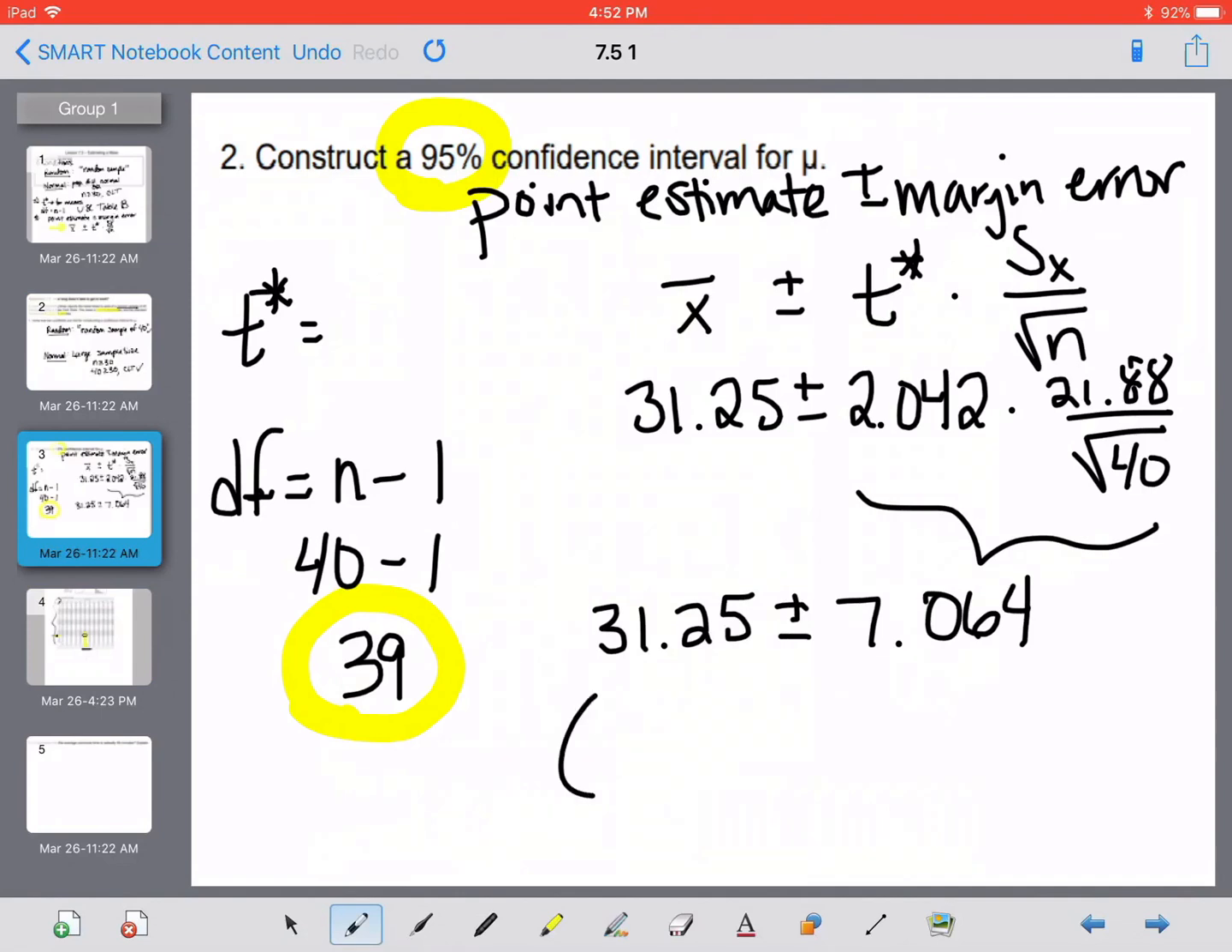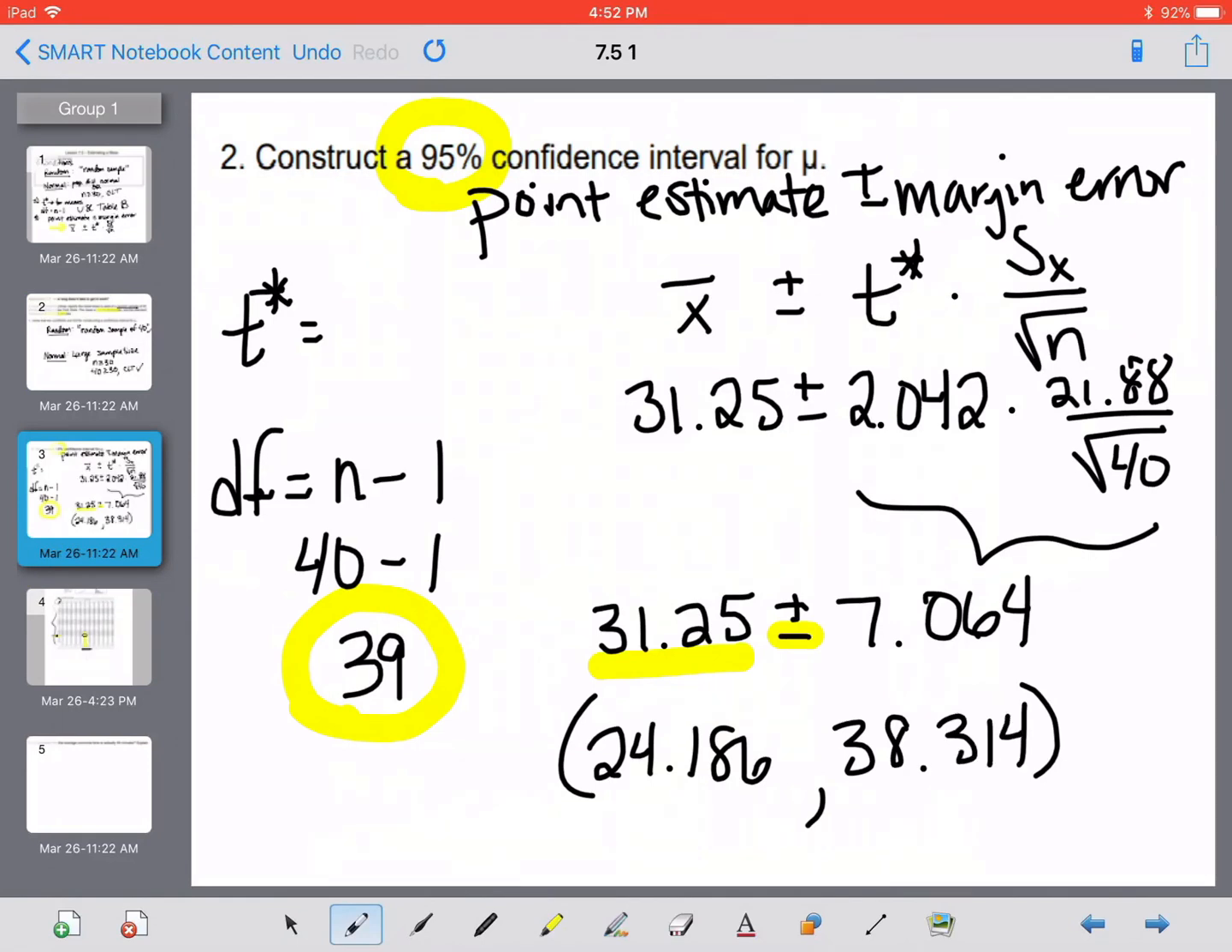Now our confidence interval, remember, has a lower bound and an upper bound. So I'm going to take this 31.25 and subtract first 7.064, and I get 24.186. Next we'll add to get the upper bound, and it'll be 38.314. So there is my confidence interval.